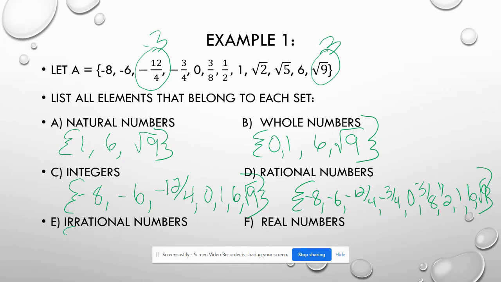Irrational numbers, remember those are the non-repeating, non-ending decimals or the imperfect square roots, meaning square roots that when we try to find them, we get a decimal, and that's going to be the square root of 2 and the square root of 5. Real numbers, all elements of A. So all elements of set A would be real numbers, or you can list that whole list of numbers.